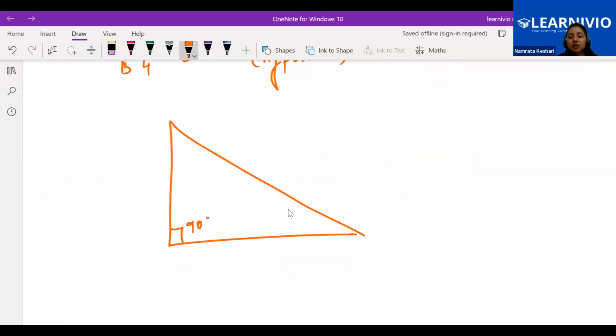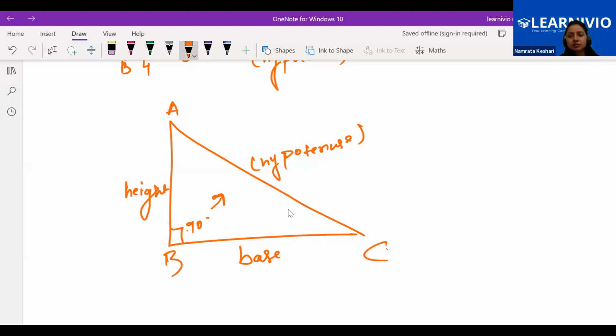The formula says that whatever side is opposite to the 90-degree angle is called the hypotenuse, and that will be the largest side. One of the other sides is called height, another is called base. Base and height can differ here and there. We can also twist and turn the triangle, so base and height can change.